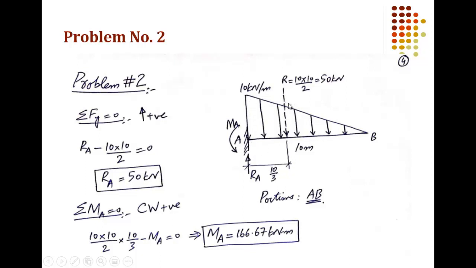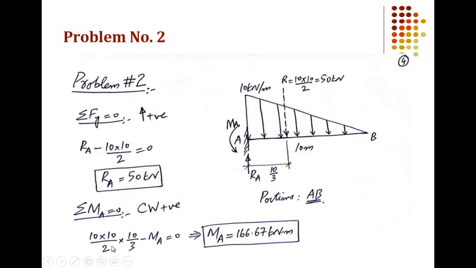The resultant will act somewhere over here. We know that the resultant of a distributed load always passes through the centroid of the area. We have a triangular load here, so the resultant will pass through the centroid of this triangle. And we know that from the perpendicular of the triangle, the resultant is base divided by 3 distance away. So the base is 10 meters, and the resultant of the triangular load will pass through a point that is 10 by 3 meters away from support A.